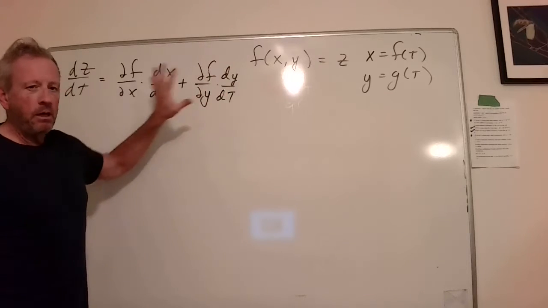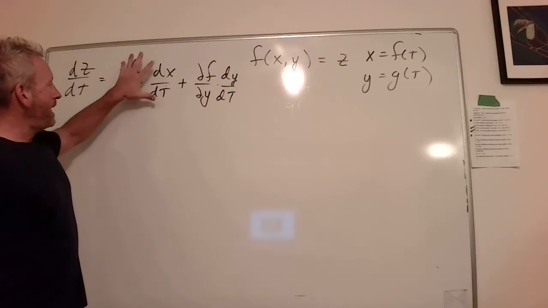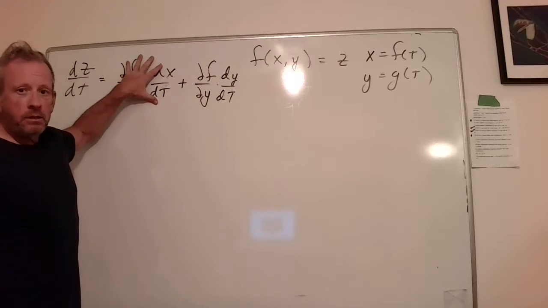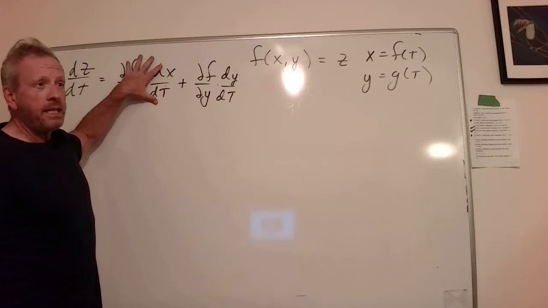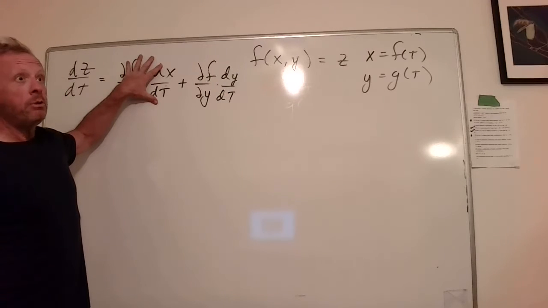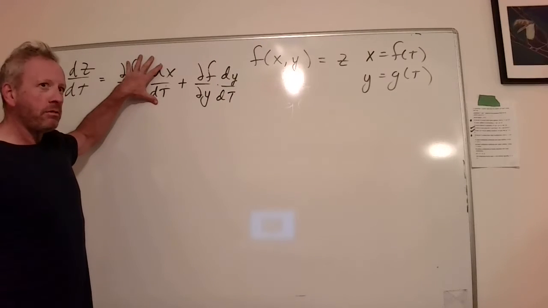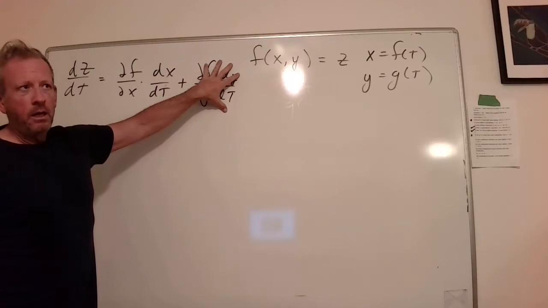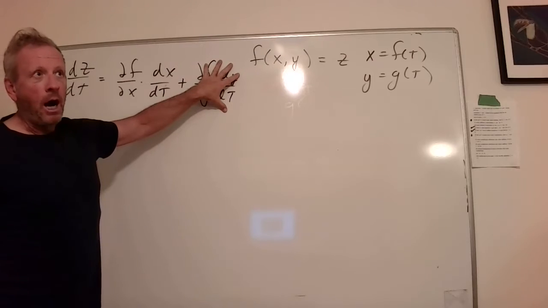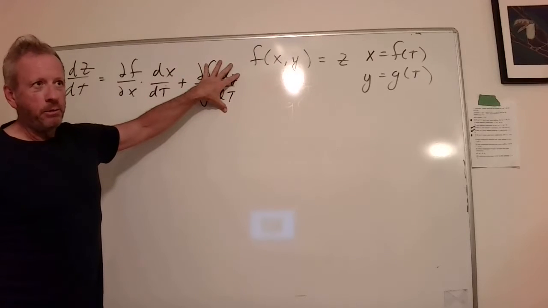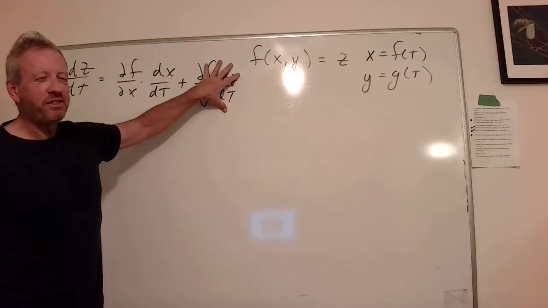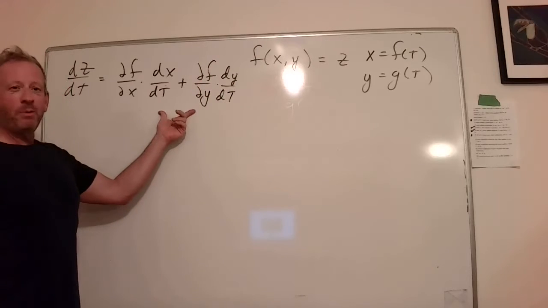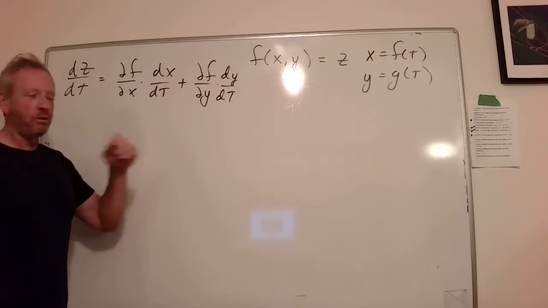Same thing over here. So another way to look at it, this is giving me the change in terms of t, but it's the change induced by the change in x. And this is the change in z induced by the change in y, which is changing as t changes. Okay, and so we add up those two changes to get the overall total change.